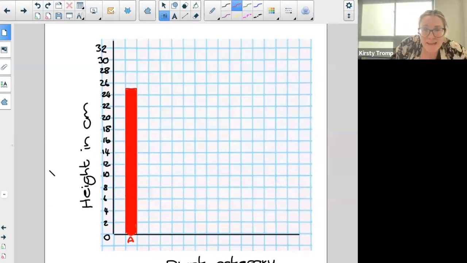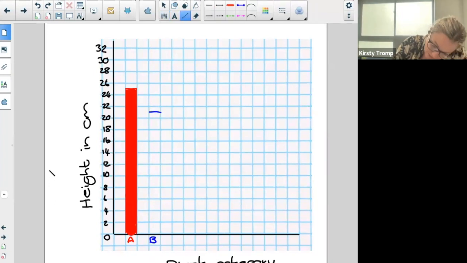B. B is 21. So I'm going to go pick a different color. I'm going to go with blue. I'm going to leave a gap in between, guys, because remember, a bar graph needs a gap. So I need to go to 21. So 21 is about here. Right, I'm going to take my ruler and my pencil.